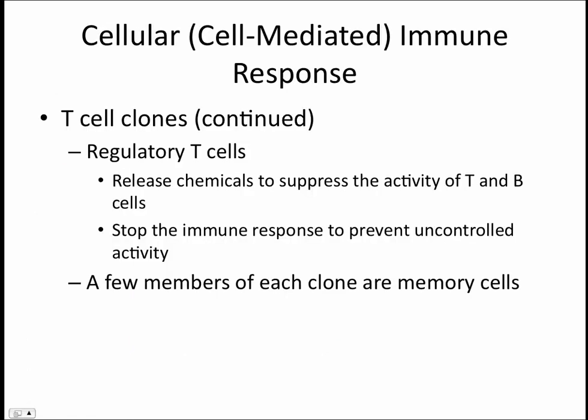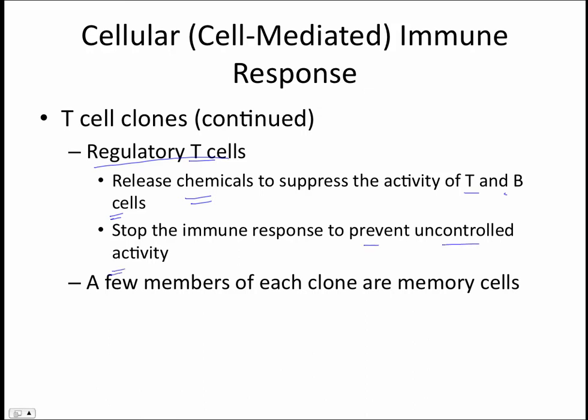Among other types of T cells, we also have regulatory T cells. These are going to release chemicals to suppress the activity of both your T cells and your B cells. And this will help maintain homeostasis to prevent uncontrolled activity.